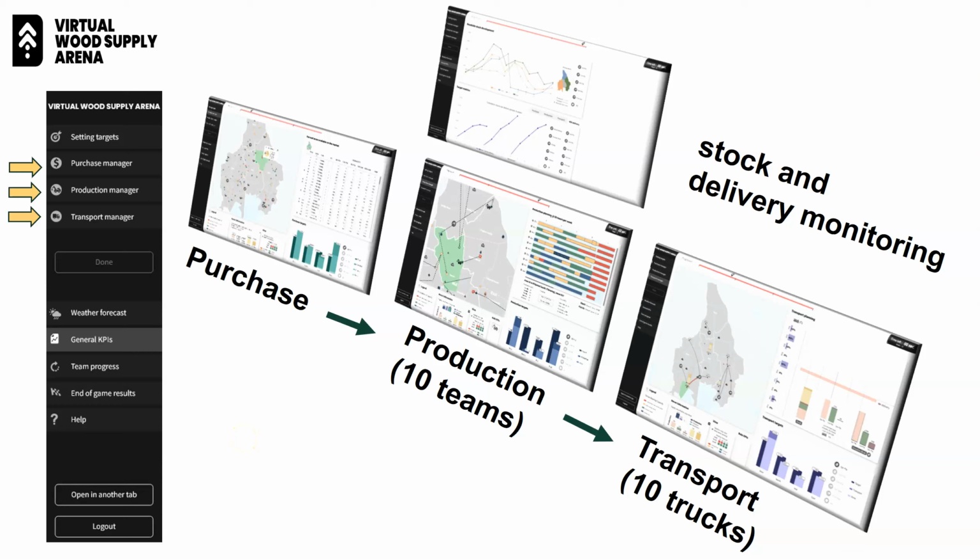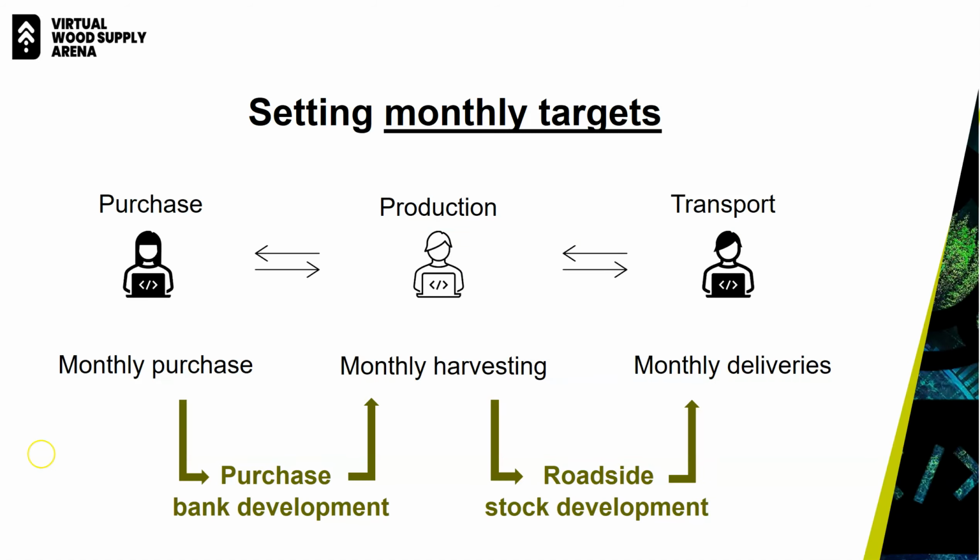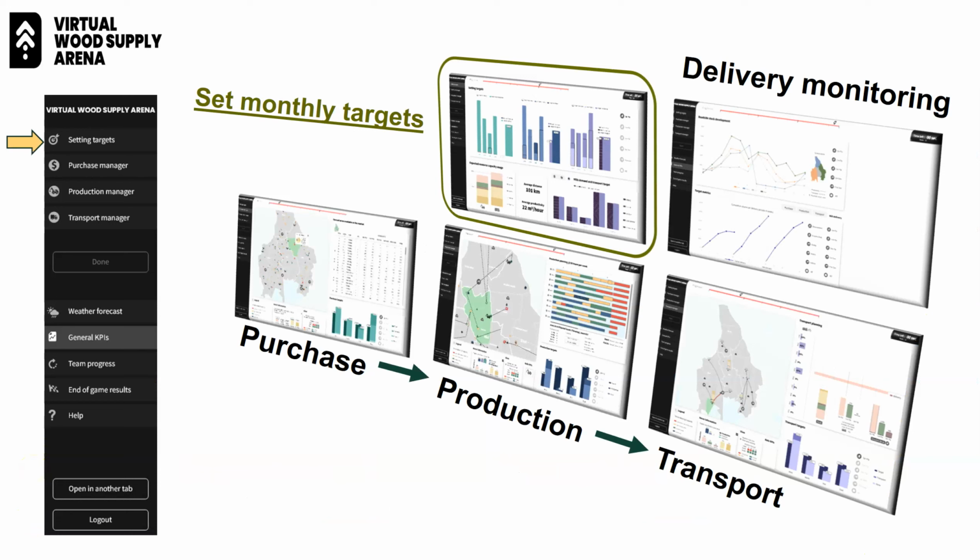Earlier videos have introduced each individual manager interface for weekly planning. However, because high delivery fulfillment depends on all three manager roles, the team needs to first coordinate their monthly targets. These targets are particularly important for purchase bank development and roadside stock development. You'll find setting targets on the upper part of the toolbar.